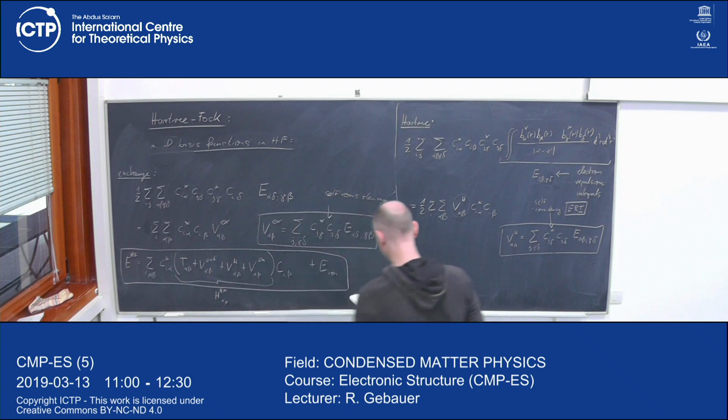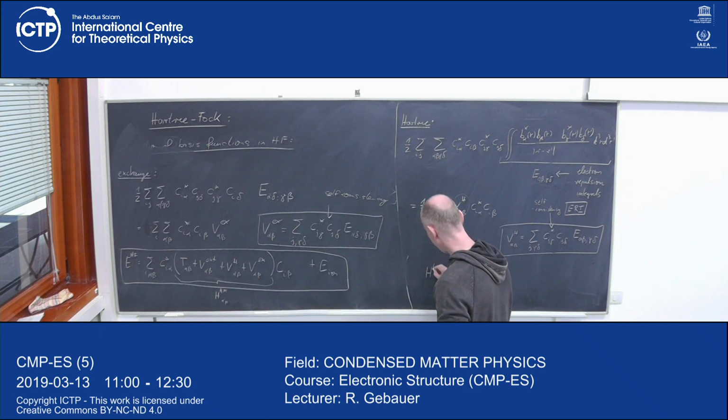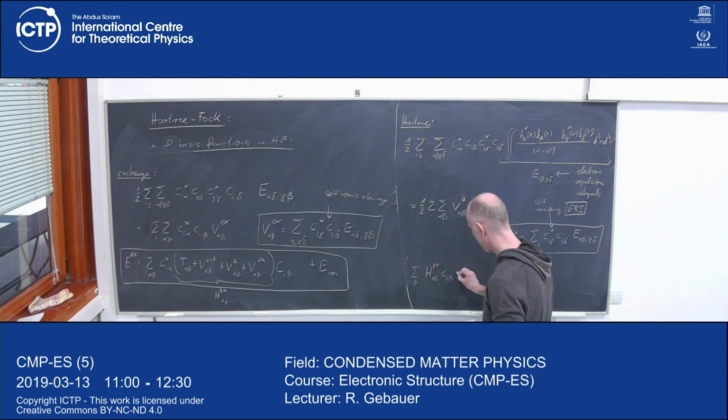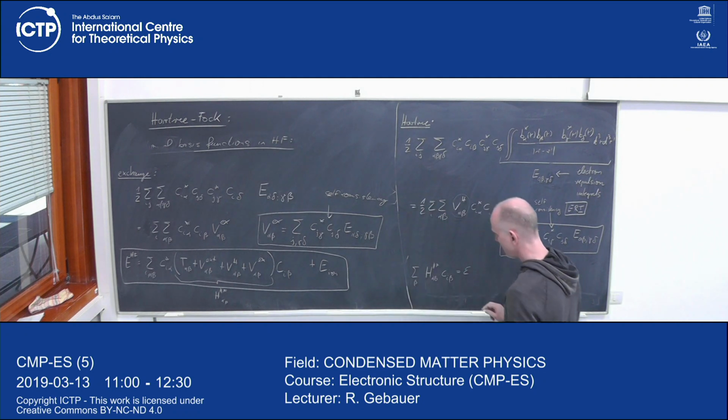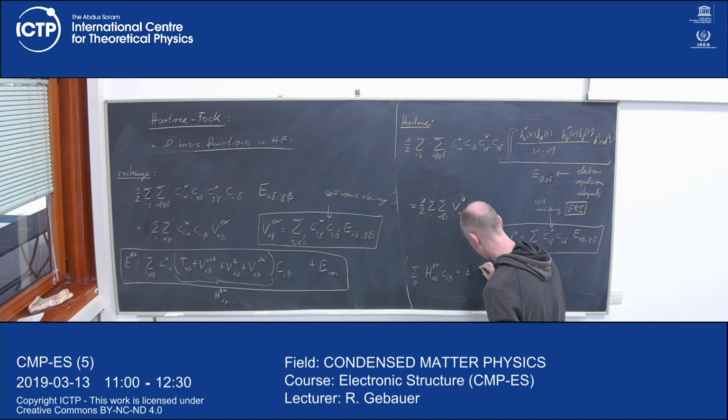And what you have to do, in the end, is solve the sum over beta of H Hartree-Fock alpha beta times C i beta, which is epsilon alpha, epsilon, times S alpha beta C i beta.